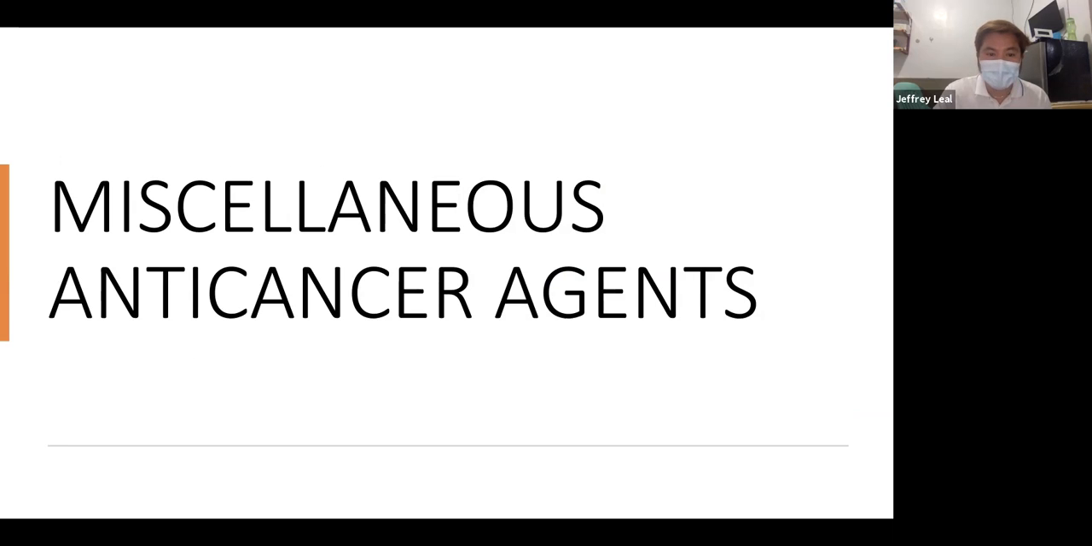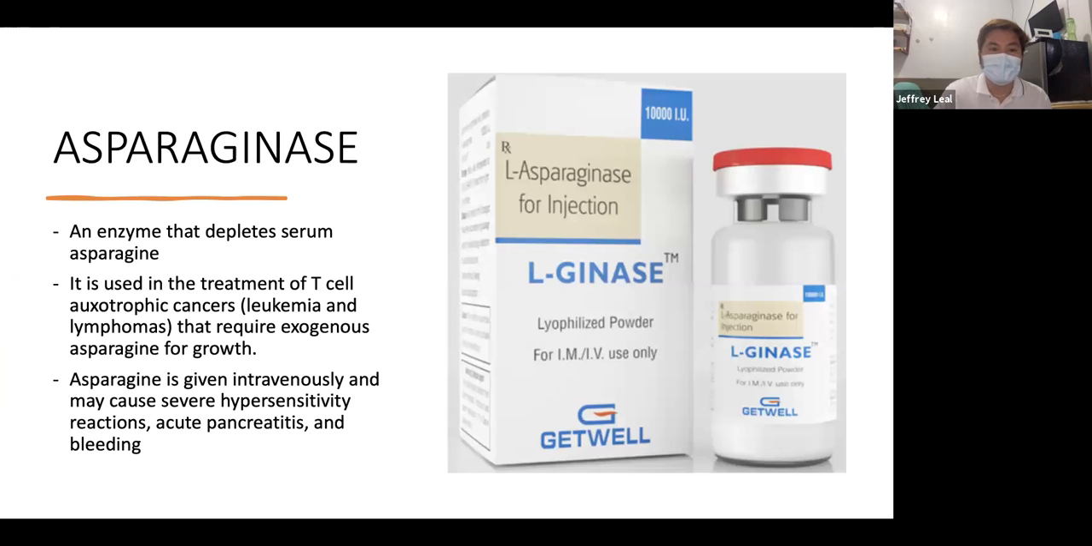Let's go to your miscellaneous anti-cancer agents. We have the asparaginase. It is an enzyme that depletes the serum asparagine, and it is used in the treatment of the T-cell auxotrophic cancers like your leukemia and lymphomas that require exogenous asparagine for growth. So asparaginase is given intravenously and may cause severe hypersensitivity reactions, acute pancreatitis, and even bleeding.